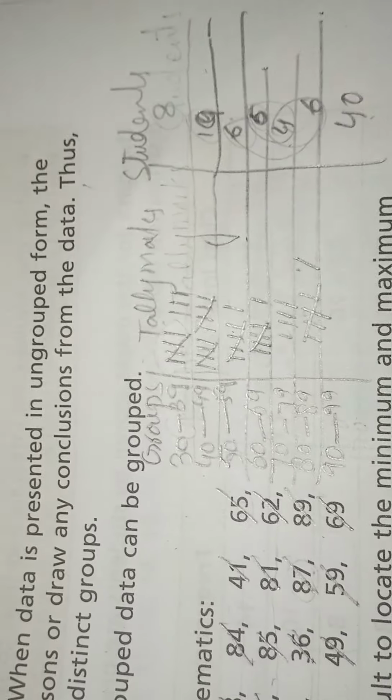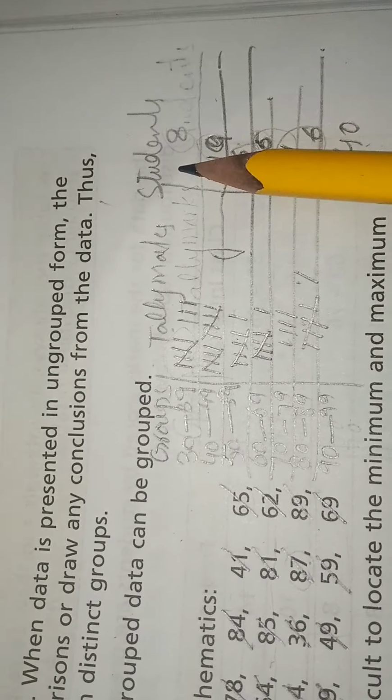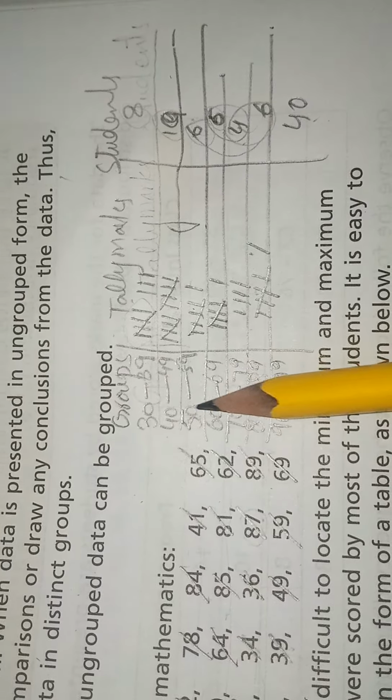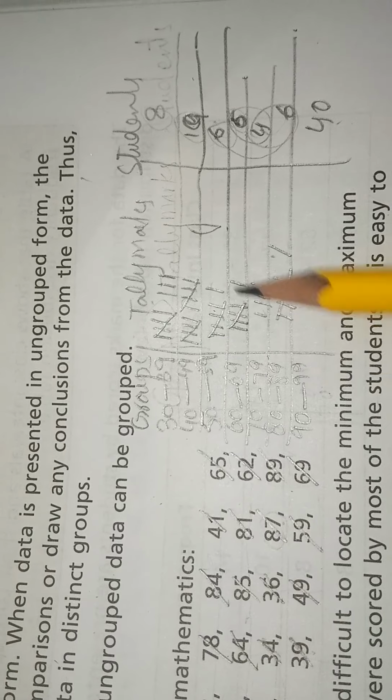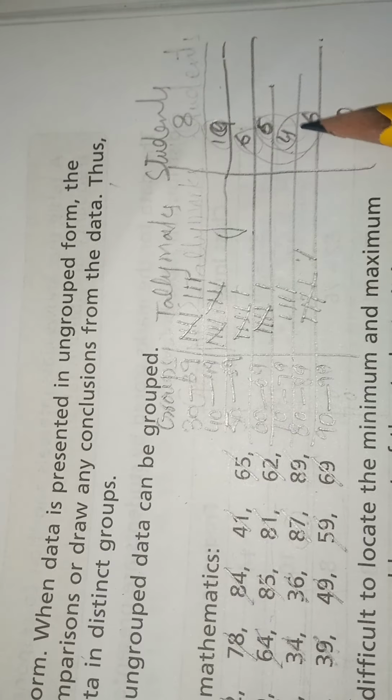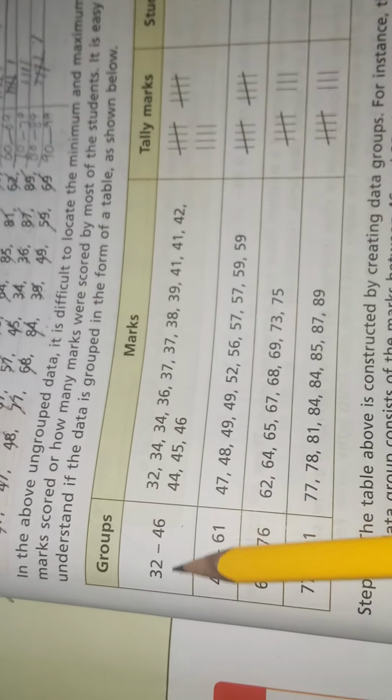So here we represented this data in the form of groups. You can see we made the groups from lowest to higher marks, then we made the tally marks, and then we made the frequency and the students numbers. And this solution is also done in this way. You can make the groups of your own choice.